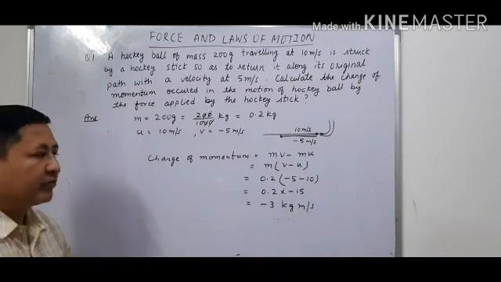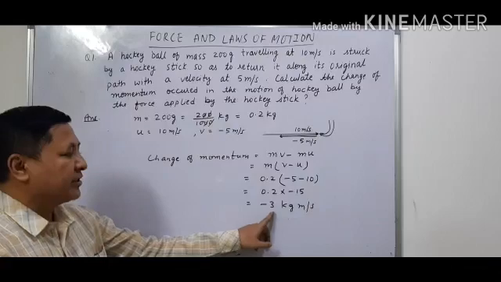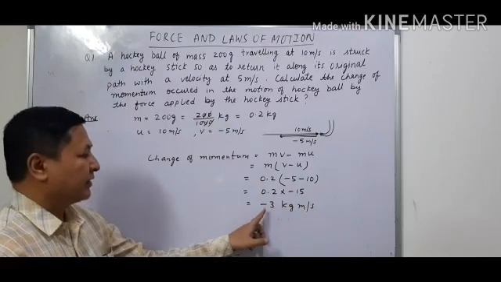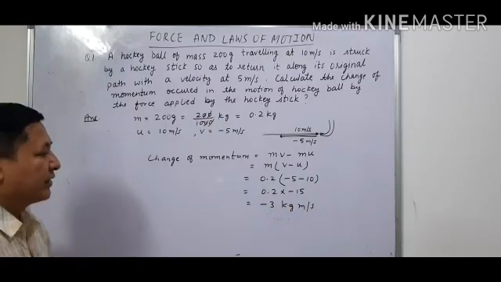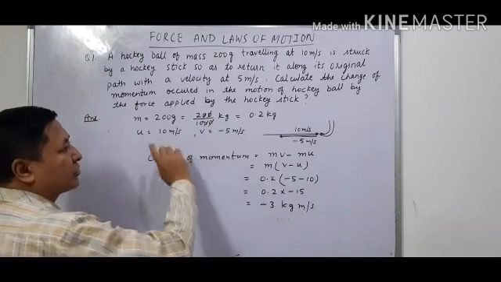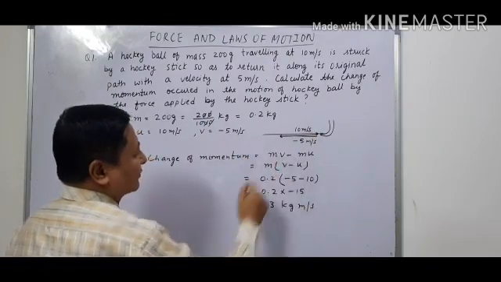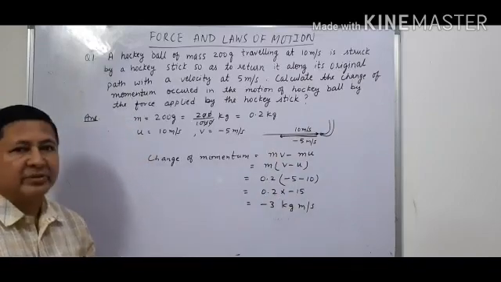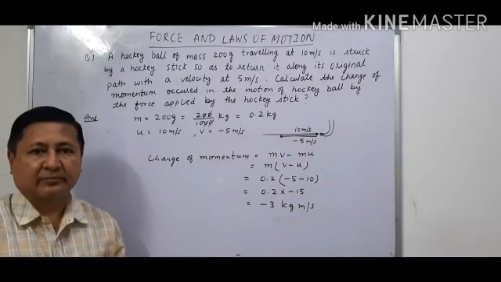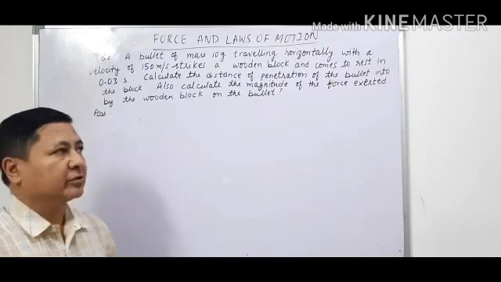The magnitude of the change in momentum is 3 kg meter per second, and this minus sign indicates that it is in the direction opposite to the motion of the ball in which it was moving earlier. So the change in momentum is -3 kg meter per second. Now let us solve the second question.